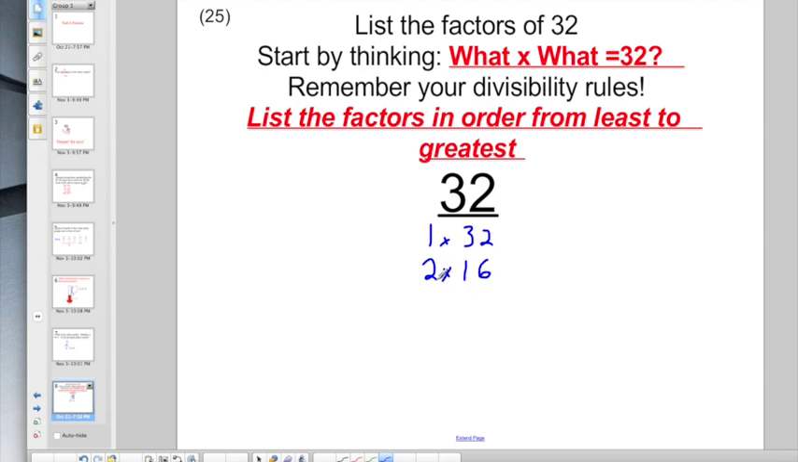Then I go and I look at 3. Nope, 3 is not going to work. 4 is going to work though. 4 times 8 is 32, and so on and so on. Once you have them all listed, which now I believe we do, now you put them in order from least to greatest. I have 1, I have 2, I have 4, I have 8, I have 16, and I have 32.